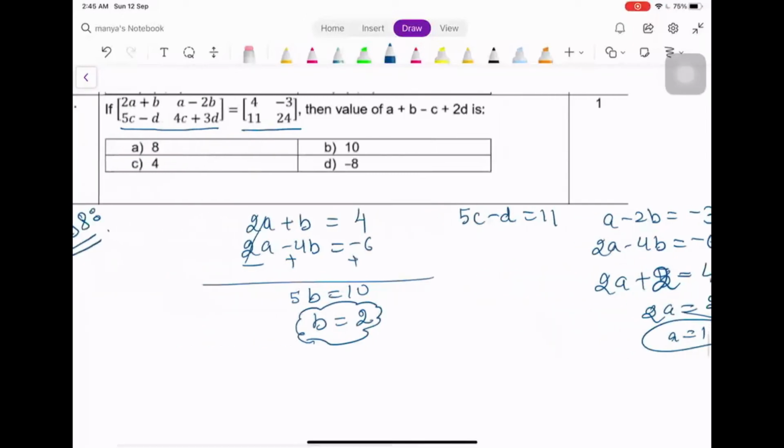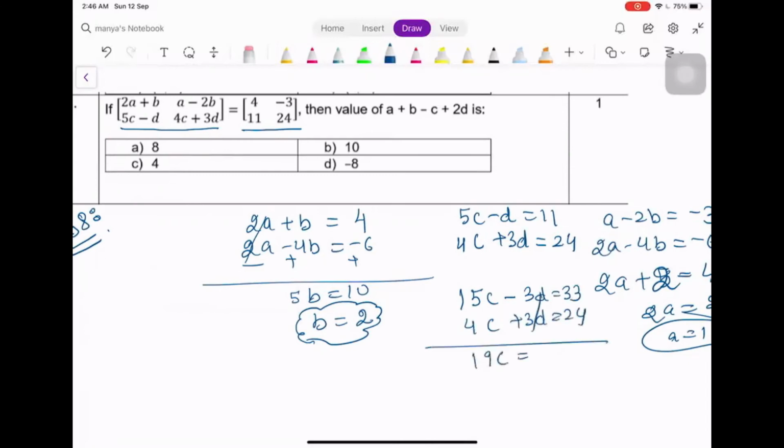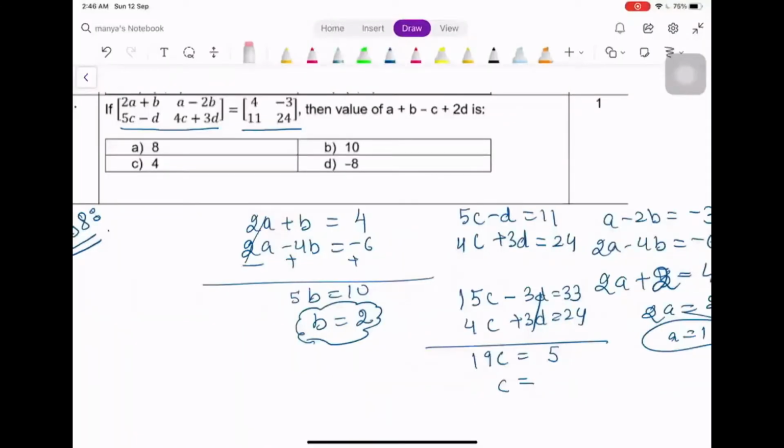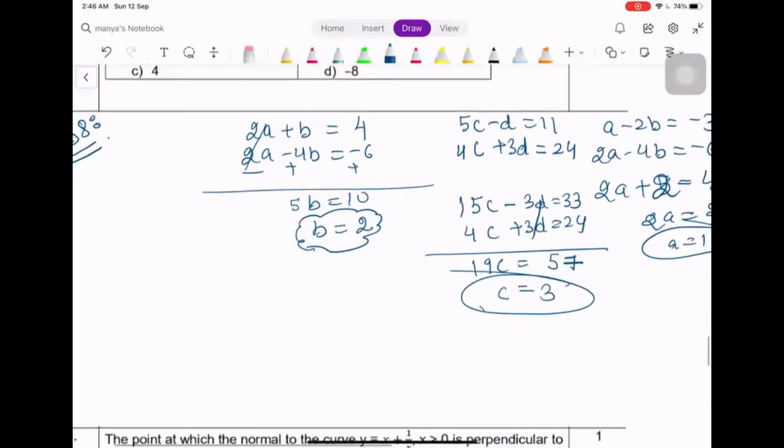Okay. And we are having another equation, 4C plus 3D is equal to 24. So we can write 15C minus 3D is equal to 33, and 4C plus 3D is equal to 24. This will get cancelled, and this is 19C is equal to 57. So the value of C would be 3. So when you would solve, the value of D would come out to be 4.